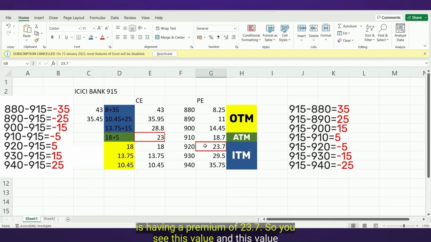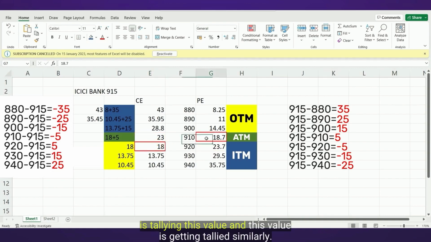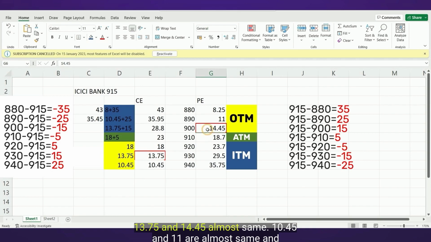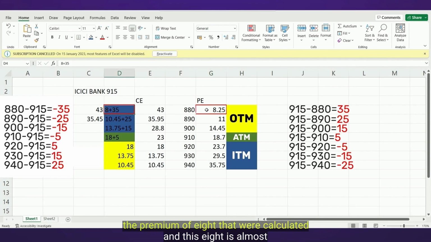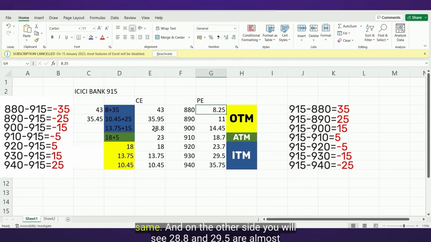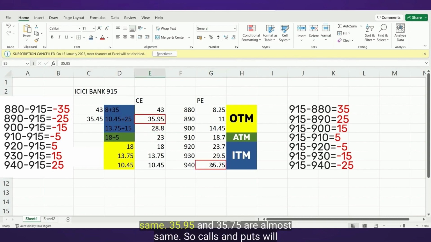So you see this value and this value are tallying. Similarly, 13.75 and 14.45 are almost the same, 10.45 and 11 are almost the same, and the premium of 8 that we had calculated and this 8 are almost the same. And on the other side you will see 28.8 and 29.5 are almost the same, 35.95 and 35.75 are almost the same. So calls and puts will have the same premium as we go up or down depending upon where the current market price is.